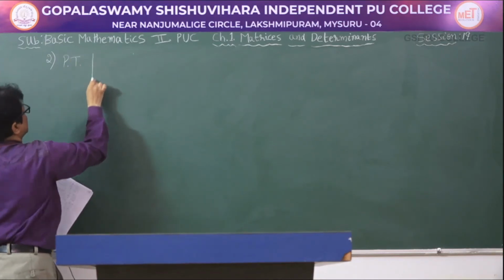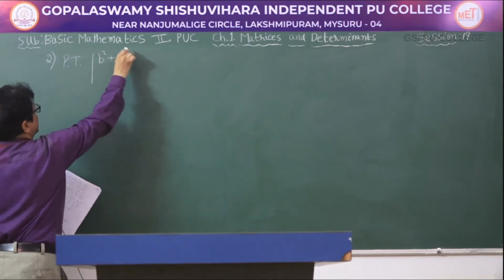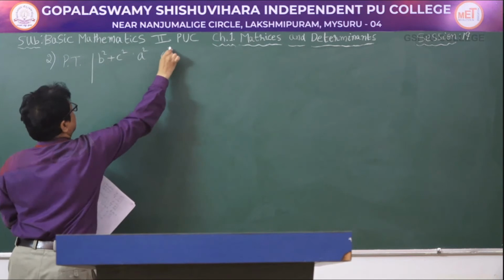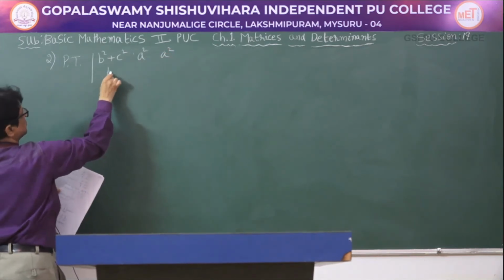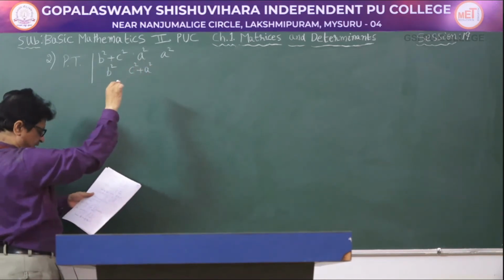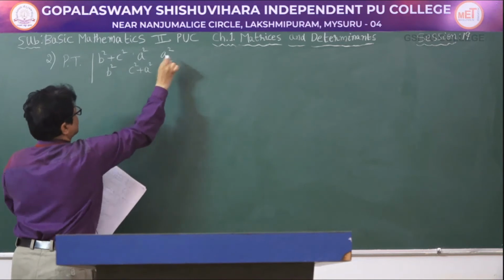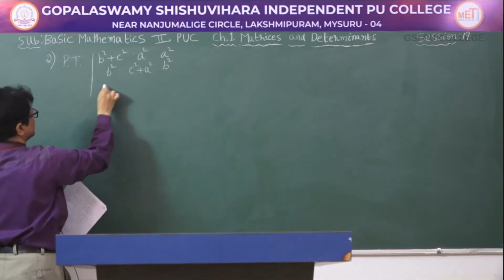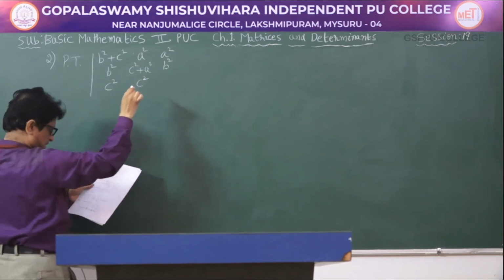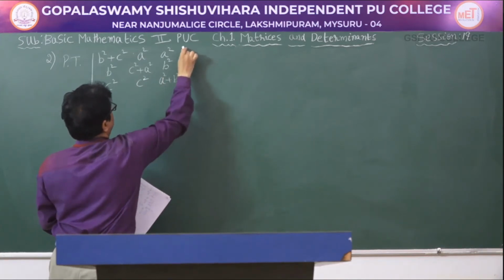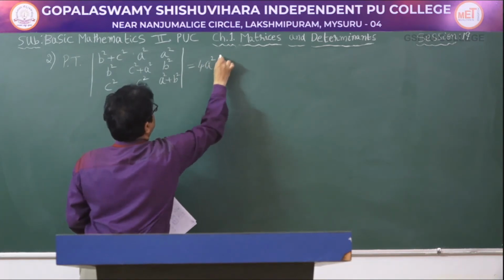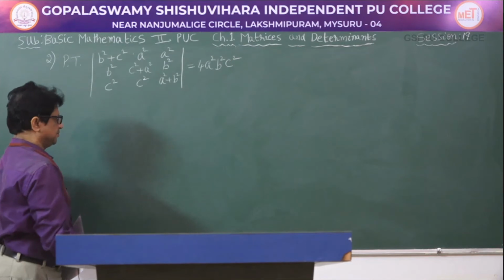Prove that determinant of B square plus C square, A square, A square, B square, C square plus A square, B square, C square, C square, A square plus B square, that will be equal to 4 A square, B square, C square.